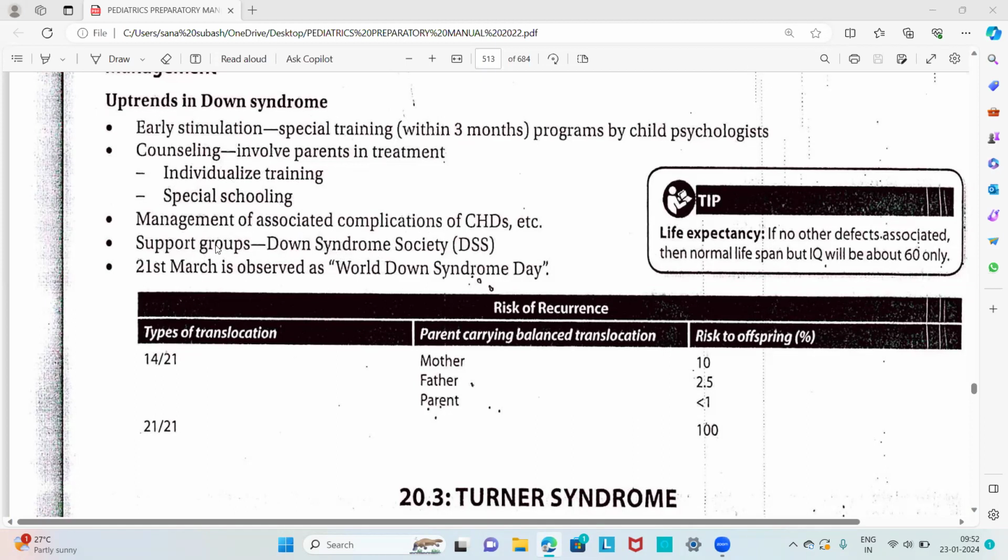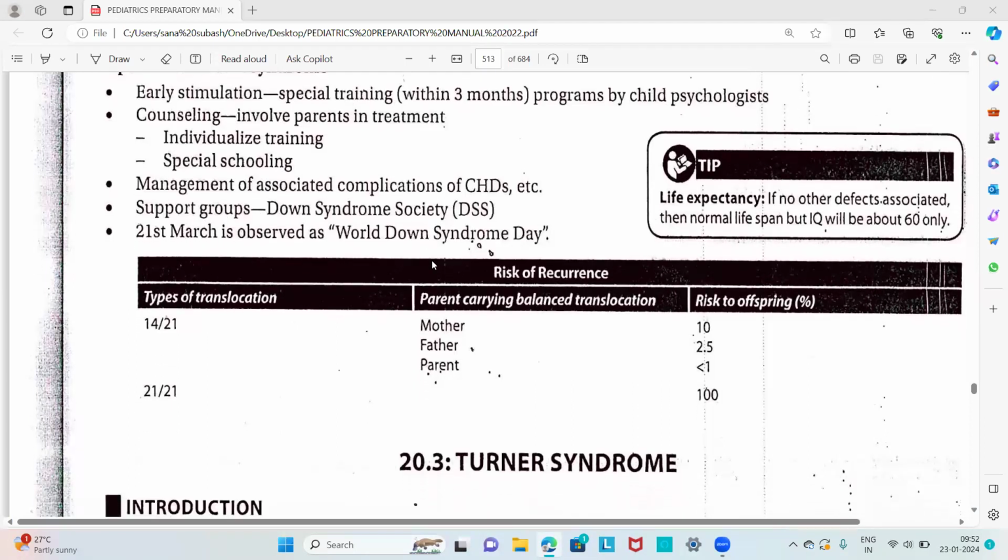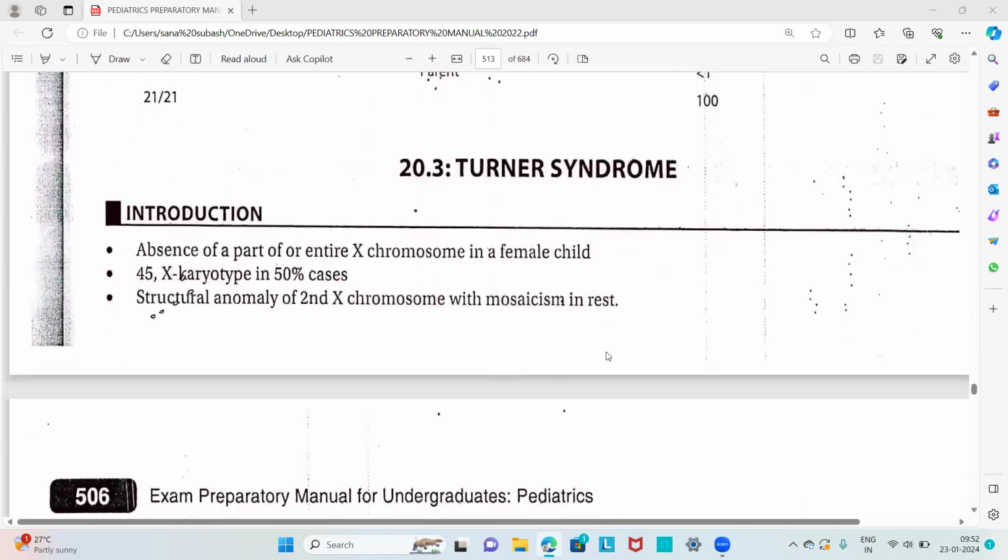The 21st of March is observed as World Down Syndrome Day. The life expectancy of a child with Down syndrome, if no other defects are associated, is the normal lifespan, but the IQ will be about 60 only. So that is all about Down syndrome.